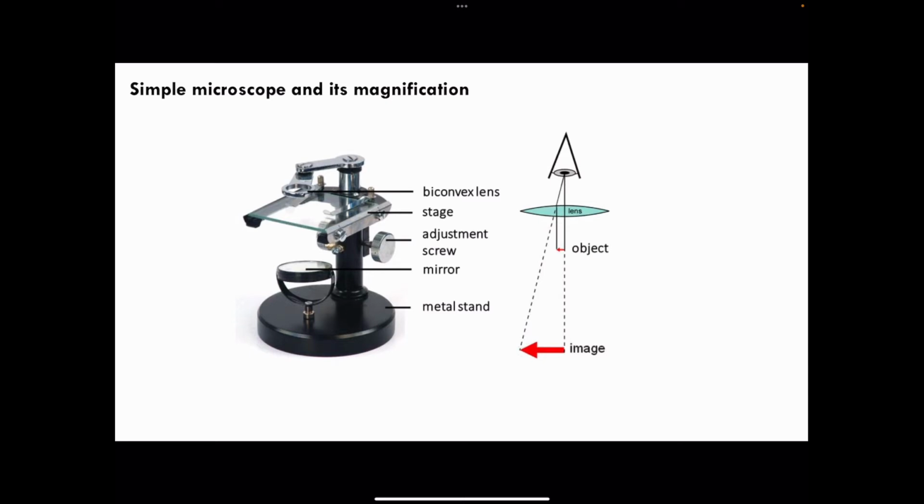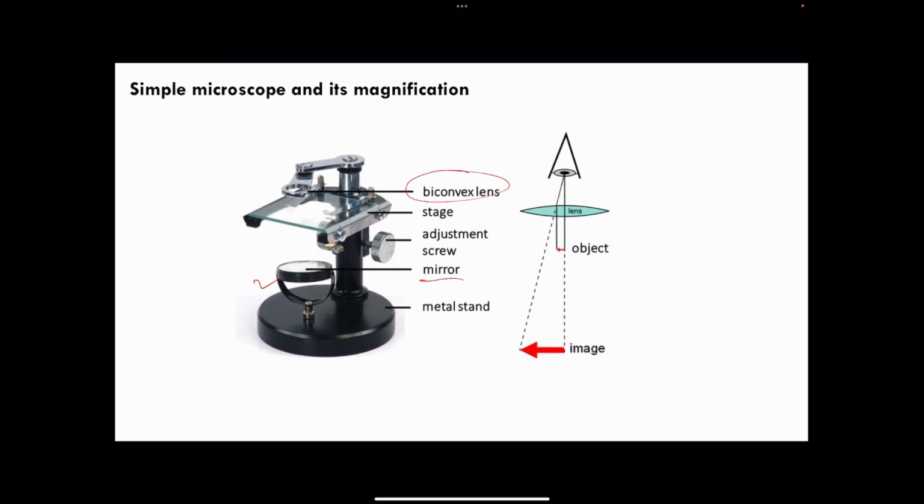It has a mirror here, which plays an important role to reflect the light from your light source. Then you have a biconvex lens to focus and magnify your object. The biconvex lens will focus and magnify your object, while your mirror is going to take the light from the light source and reflect it towards you so that your sample is illuminated.